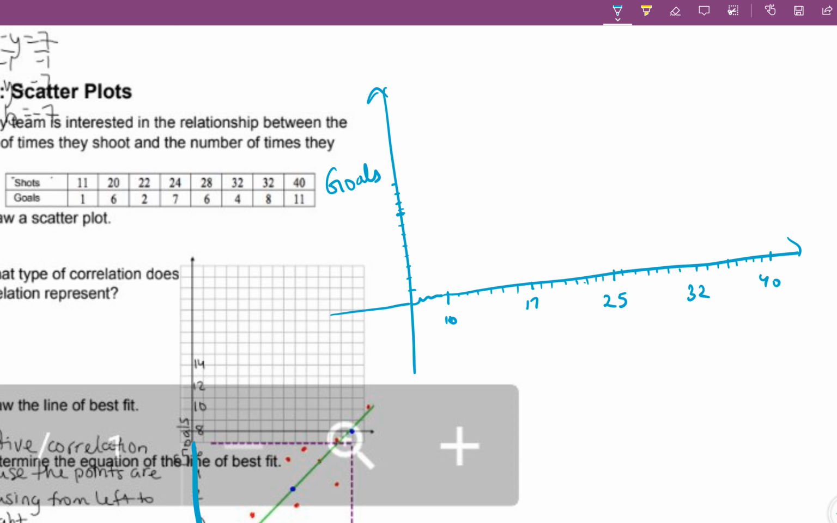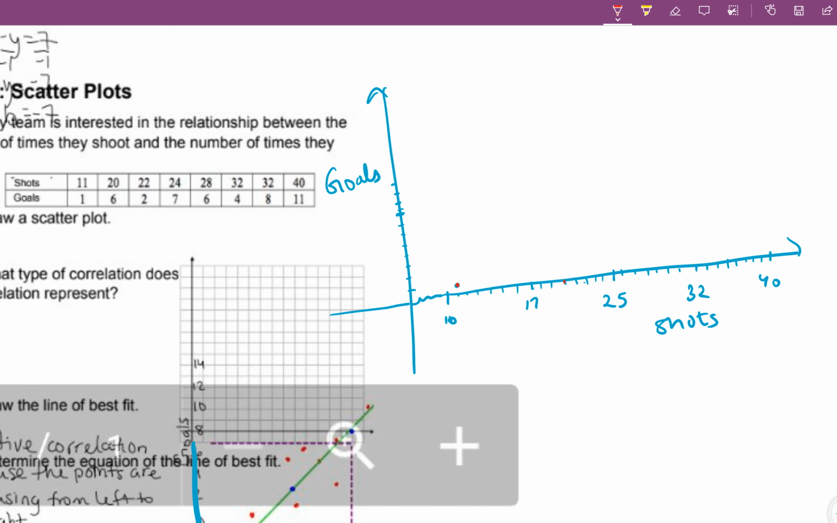And now the first is when the shots are 11, the goals are 1. So 11 is right there. This is going to be the point, right? And this is the point. Now the next is when shots are 20, goals are 6. And we know that 20 is right there, 21, 22, 23. So this is the 20.